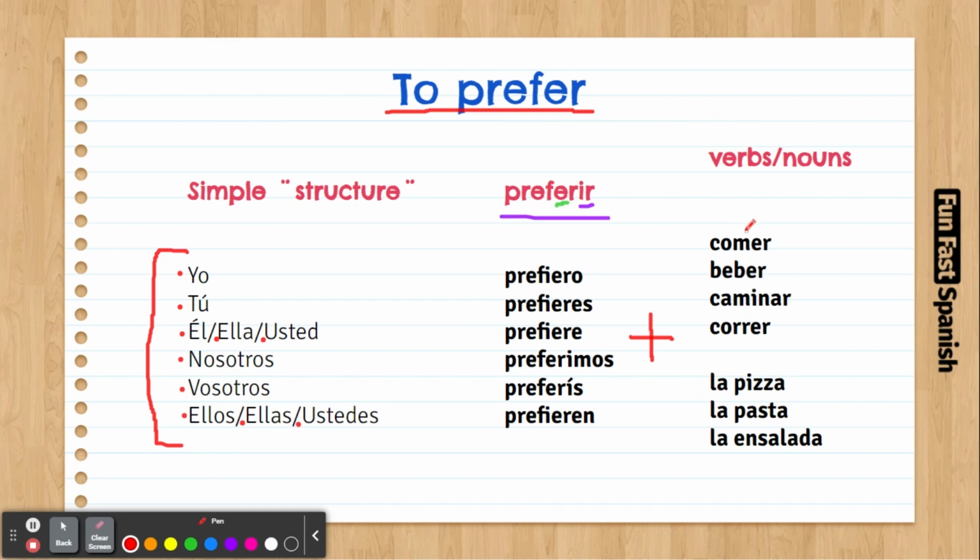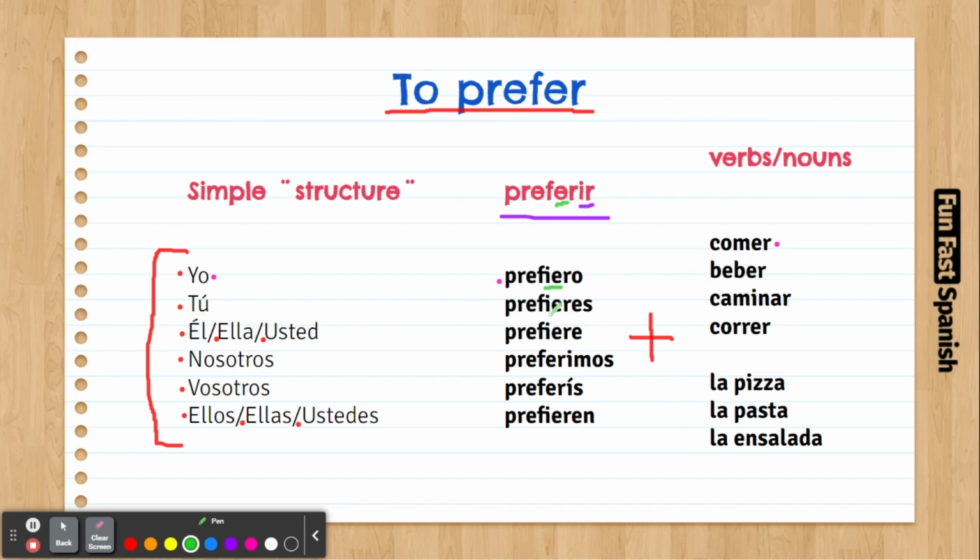How to say I prefer to eat pizza. Let's start with yo. I prefer to eat pizza. Yo prefiero comer pizza. As you can notice, this verb has an irregularity. There are four in present tense. This is the first one. The E becomes an IE because you don't say yo preferO, you say yo prefiero. So you have the I here, yo prefiero.